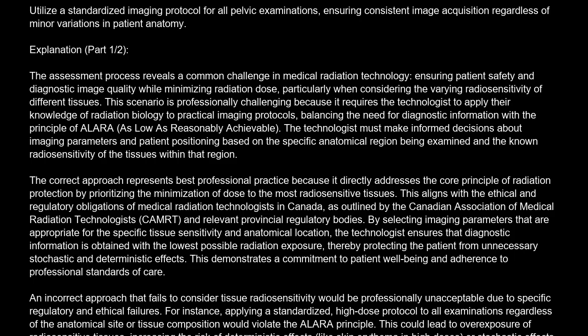For instance, applying a standardized high-dose protocol to all examinations regardless of the anatomical site or tissue composition would violate the ALARA principle. This could lead to overexposure of radiosensitive tissues, increasing the risk of deterministic effects, like skin erythema in high doses, or stochastic effects, like an increased lifetime risk of cancer.